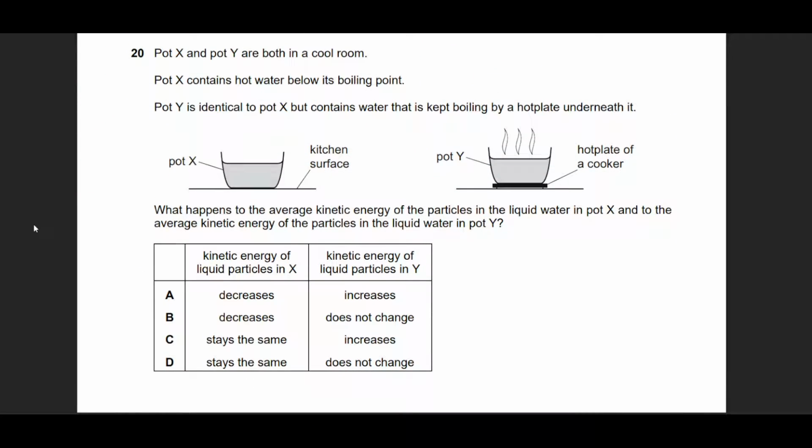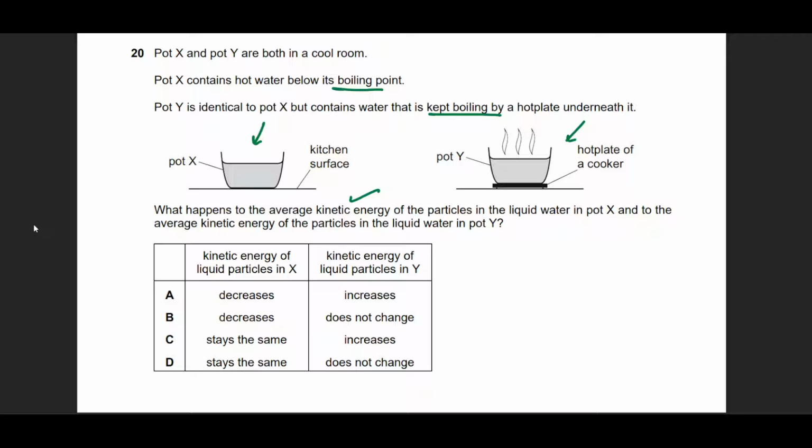Question number 20 is from conduction to metal radiation based on memory. He says that one of them is just left to cool down and one of them is constantly being provided with heat. Pot X contains water below its boiling point and pot Y contains water that is continuously boiling, by a hot plate underneath it, by induction stove.